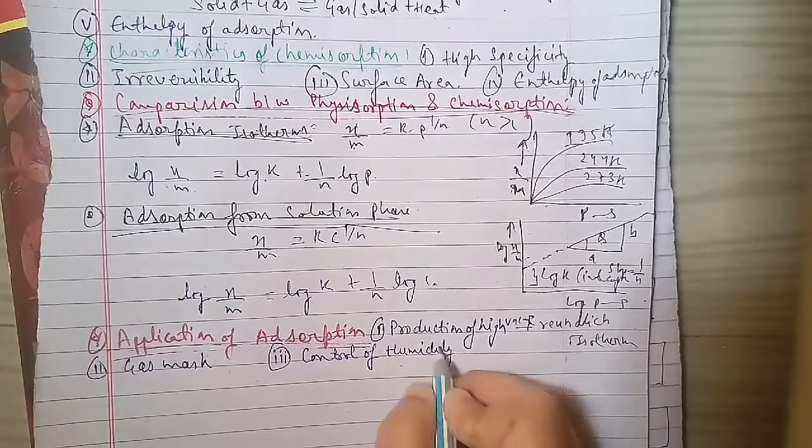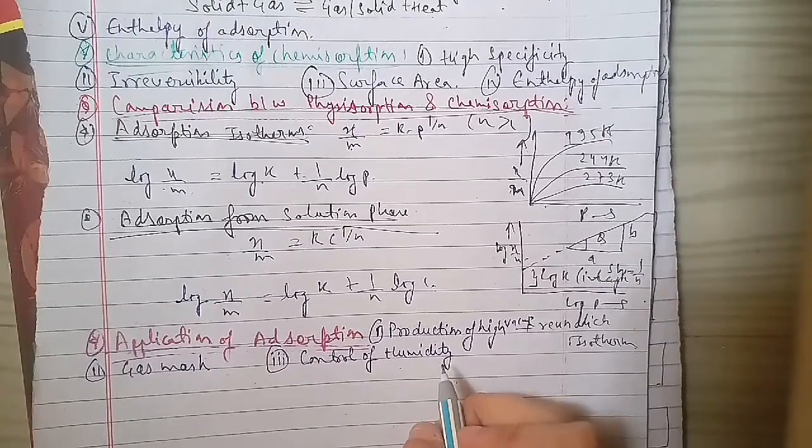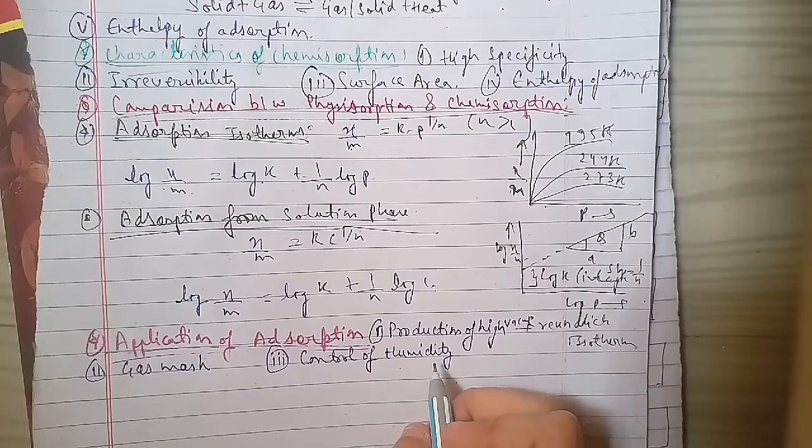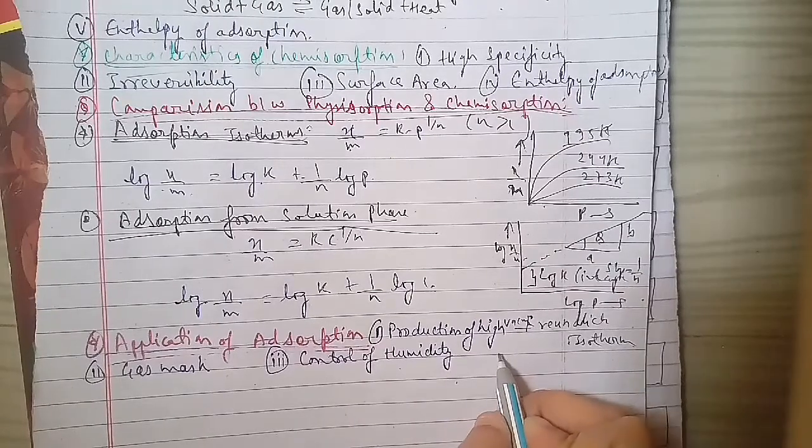Removal of coloring matter from solution. Here, animal charcoal removes colors of solution by adsorbing the colored impurities as well. We'll talk about the fifth one, which is heterogeneous catalyst.